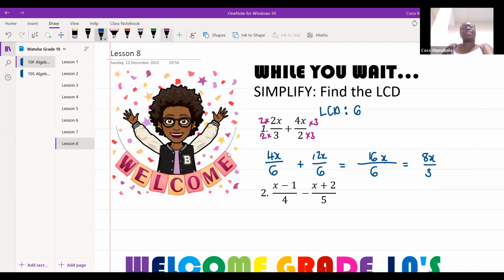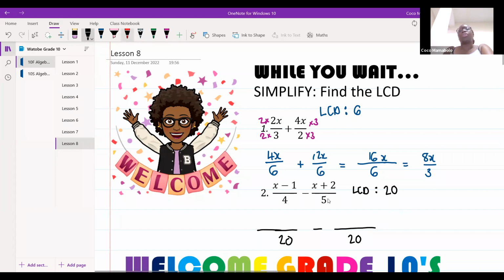All right, let's look at this next one. I'll ask you guys now quickly in the chat, tell me what is the LCD of this last one that we've got over here? I've got x minus 1 over 4 minus x plus 2 over 5. Tell me in the chat, guys, what is my LCD? Wait for one person. Thank you, Rita. I hope we're all in agreement. Good. My LCD is 20. I'm going to have something over 20 minus something else over 20.